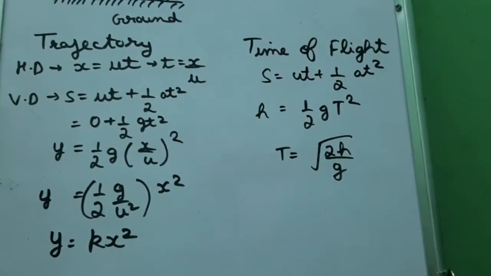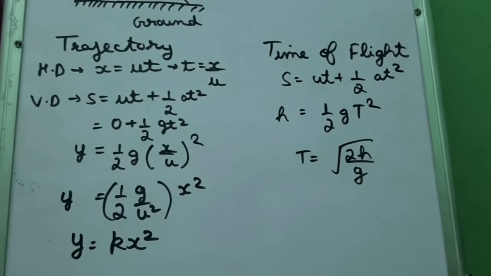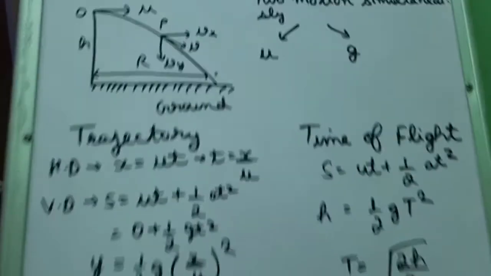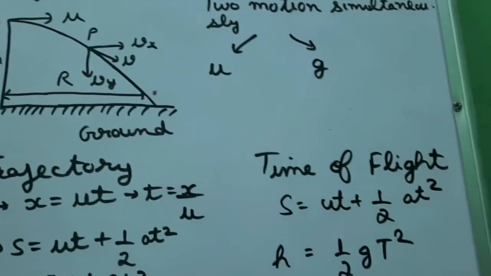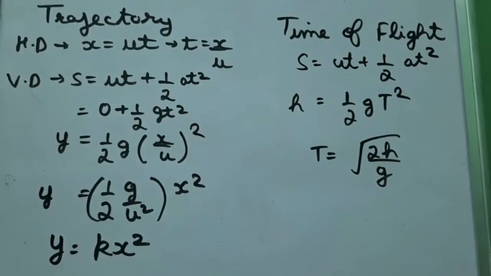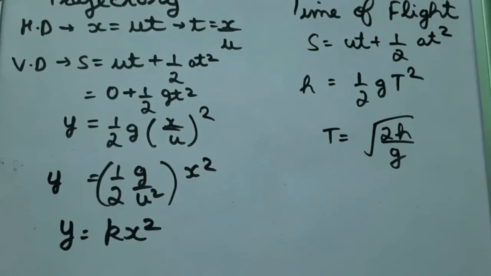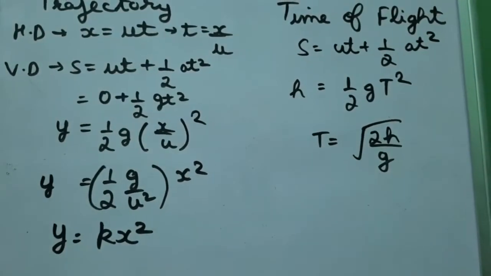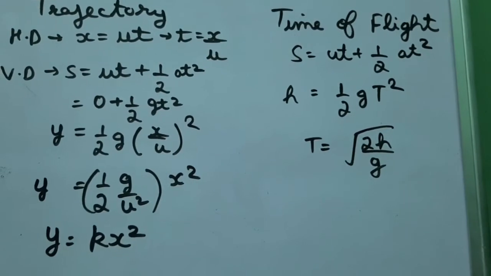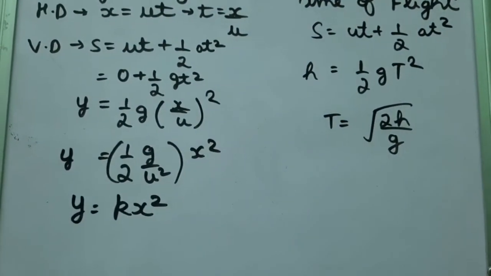Next we have time of flight. Time of flight is the total time for which the body remains in flight. Means the total time starting from O till it touches the ground. For it we will use the equation s is equal to ut plus half at square. u is 0. Total vertical जो हमारा distance है that is h. So we get the time of flight as t is equal to under root 2h upon g.